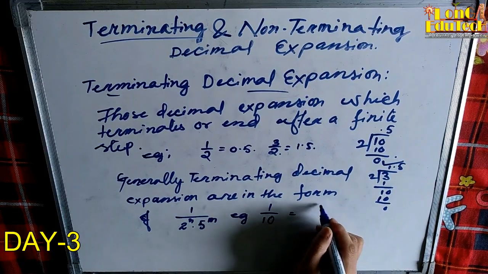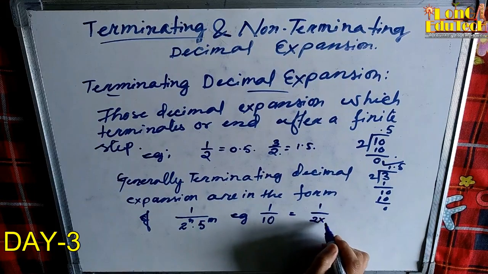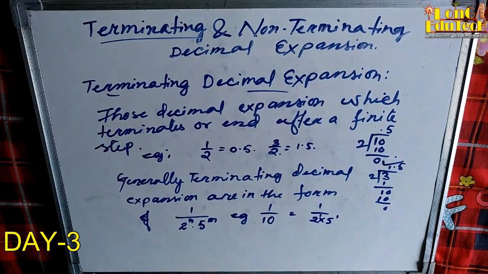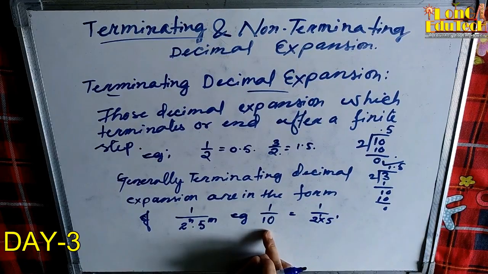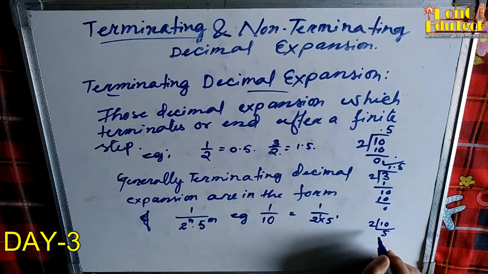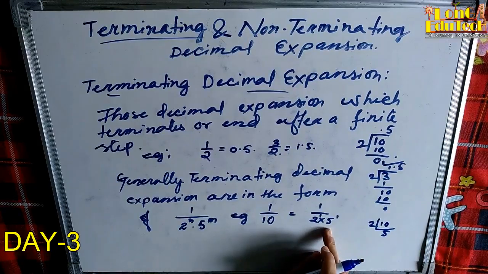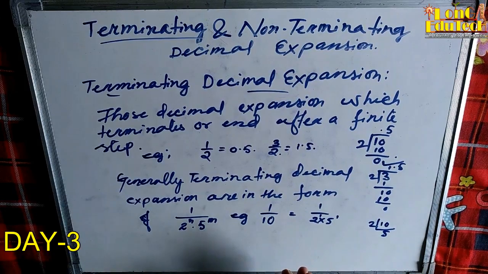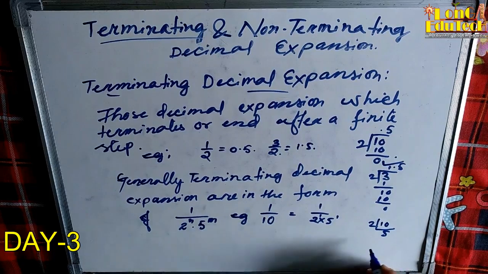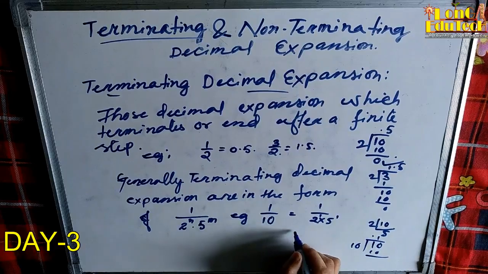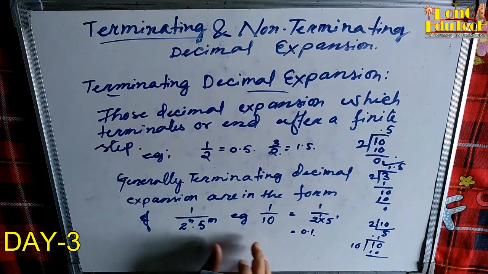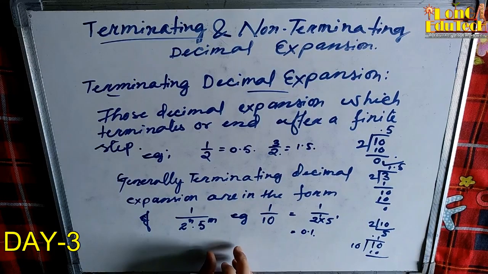For example, here 1 by 10. 10 can be written as 2 into 5, that is 2 to the power 1, 5 to the power 1. Then definitely this 1 by 10 will be a terminating decimal expansion. We can easily understand whether the given number will be a terminating decimal expansion or not by checking the denominator. If it is in the form of 2 into 5, then it is terminating. Check: 1 divided by 10 is 0.1. So without doing the actual division, we can find out whether the given number is terminating or non-terminating.